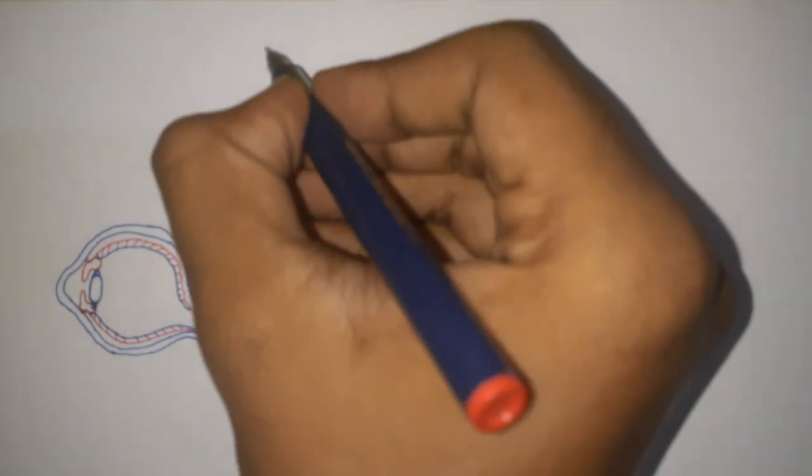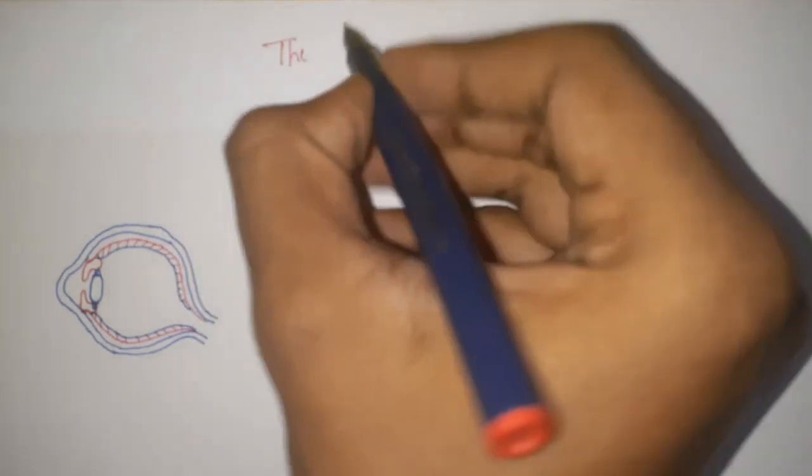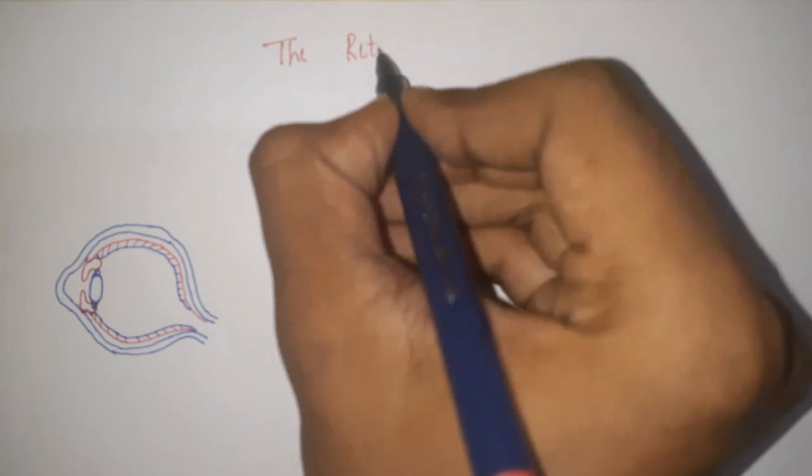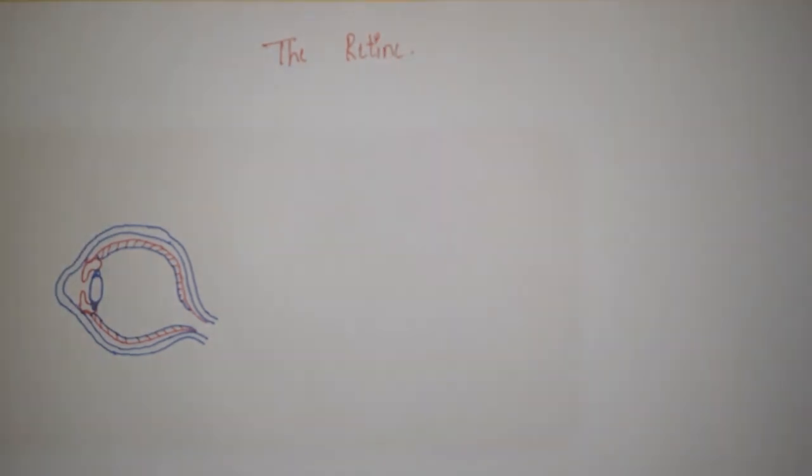In this video, I am going to discuss the retina. I will discuss what is meant by retina and layers of retina, and finally the details of rods and cones, a little bit of blood supply of retina and its clinical importance.